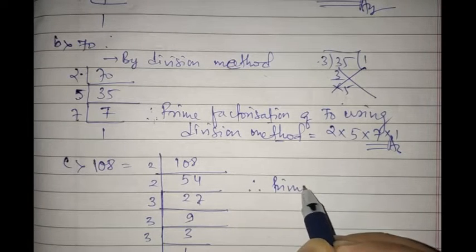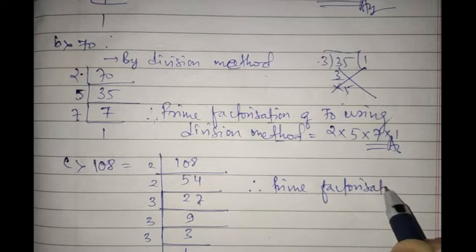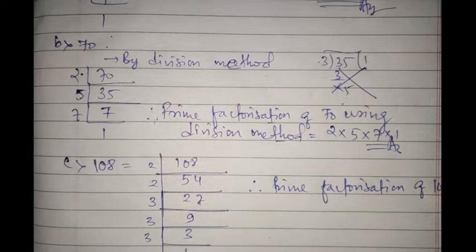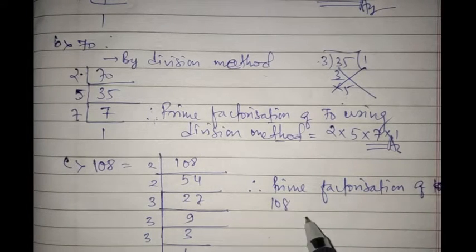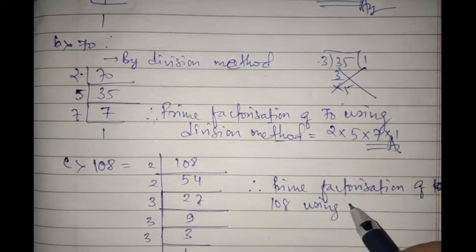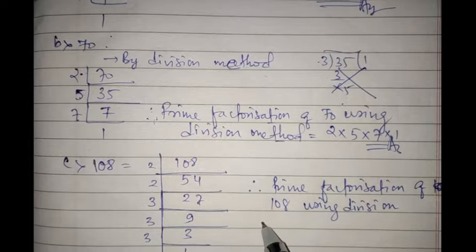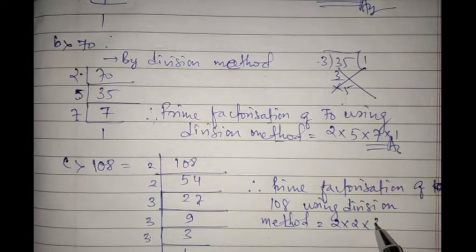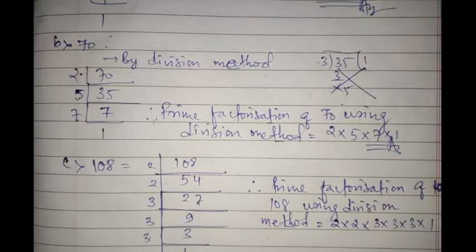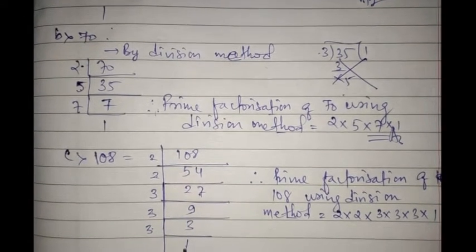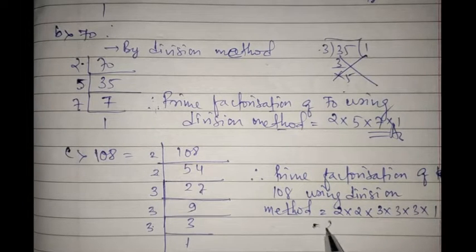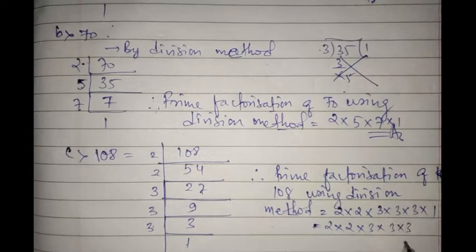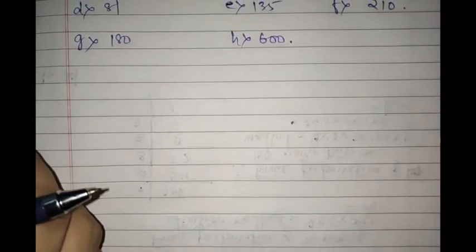Therefore, prime factorization of 108 using division method is equal to what? 2 into 2 first, then comes 3 into 3 into 3. 3 into 3 into 3 into 1 you may also write. This 1 you may write, or you may not write also. You may just write 2 into 2 into 3 into 3 into 3 is the answer. Okay, I hope the concept is clear. Here we have the part D question.